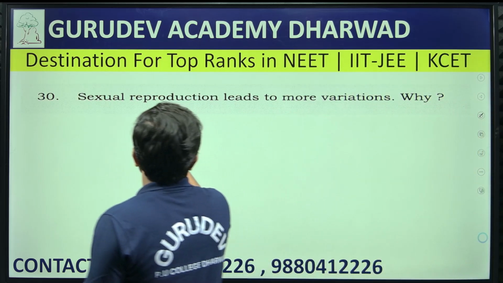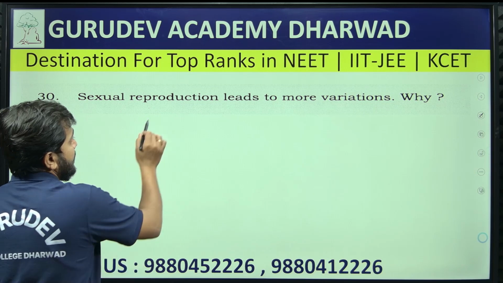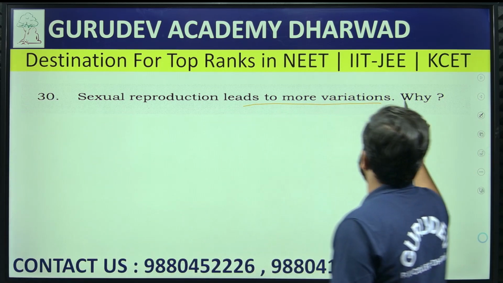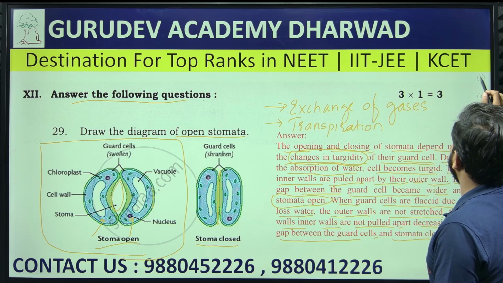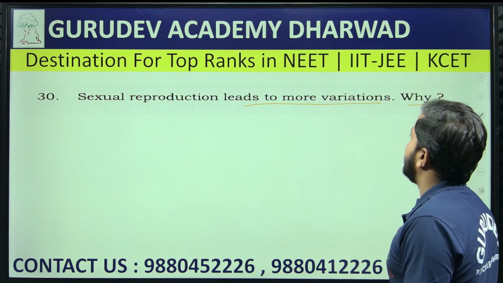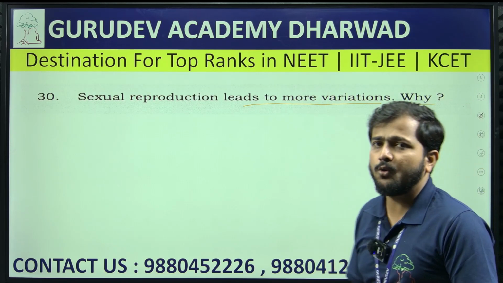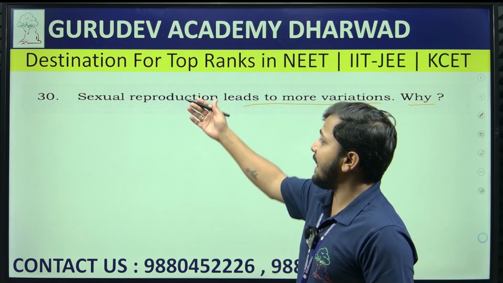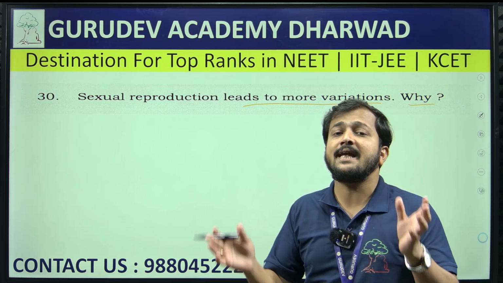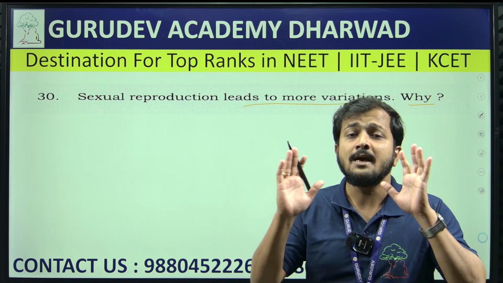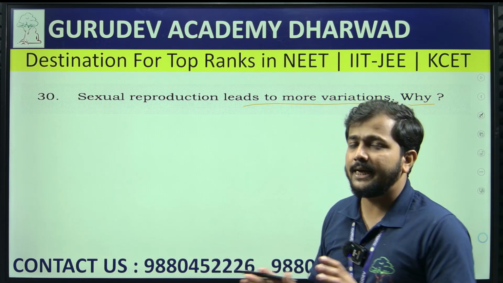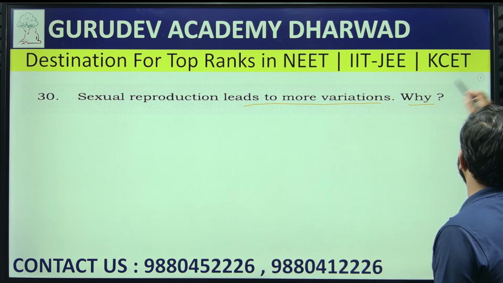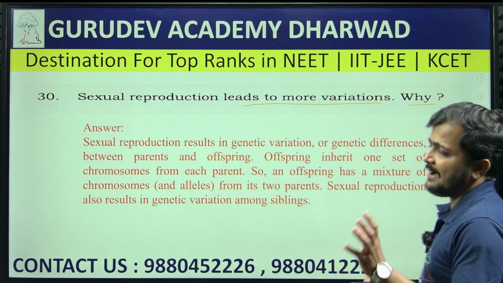Next question: the sexual reproduction majorly leads to more variation, and why? Sexual reproduction majorly leads to variations with respect to the characteristics of an organism. We'll see how this leads to variations. We have to give an explanatory answer for this.